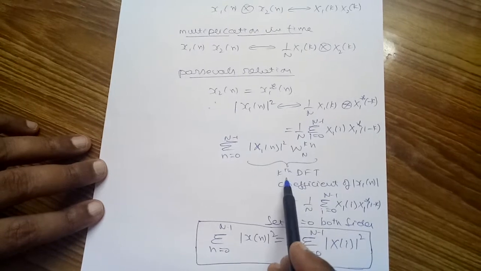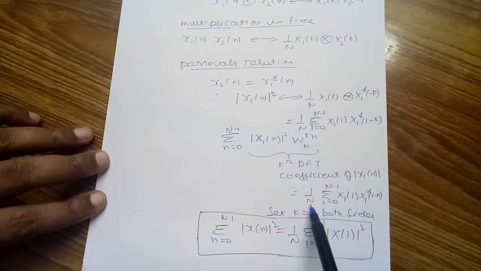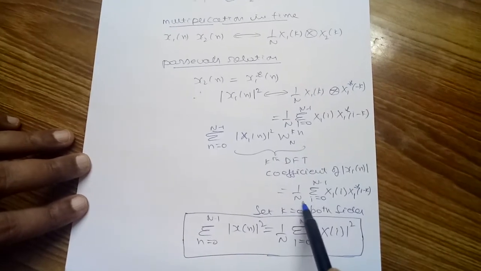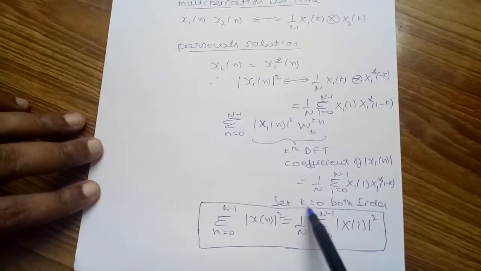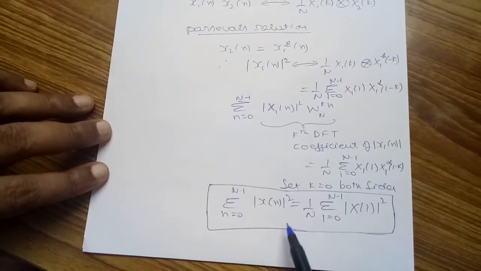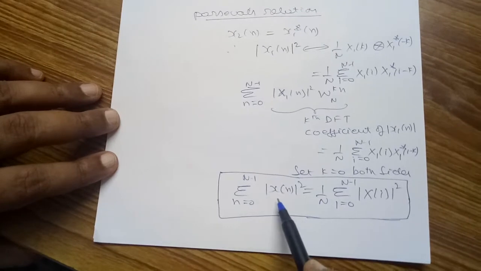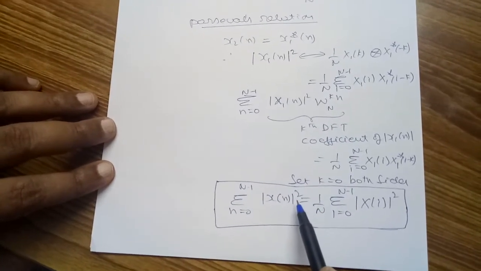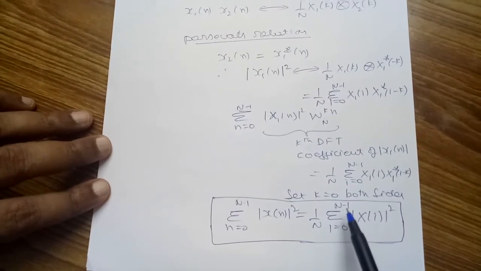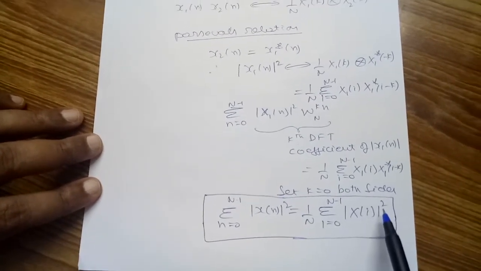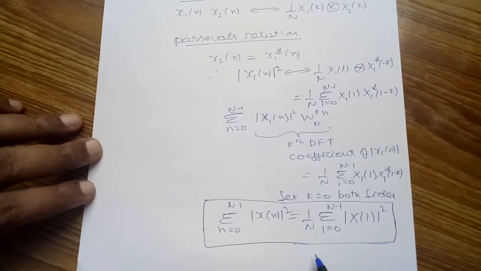That becomes summation on both the sides. This is the kth DFT coefficient of x1 of n. That is, this equation gets reduced to x1 of i minus k. Set k equal to 0 on both the sides, so we'll be getting summation n equal to 0 to N minus 1, mod of x of n squared, is equal to 1 over N summation i equal to 0 to N minus 1, mod of x of i squared. This is known as the Parseval relation.